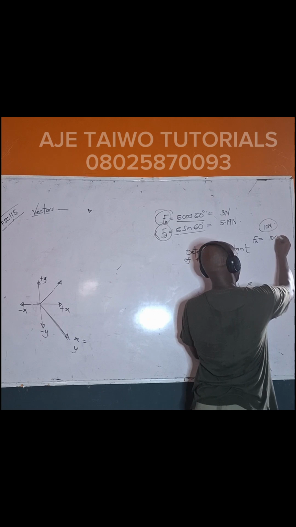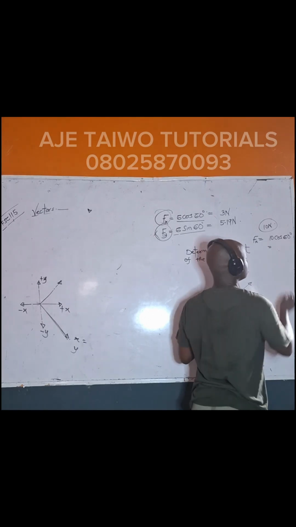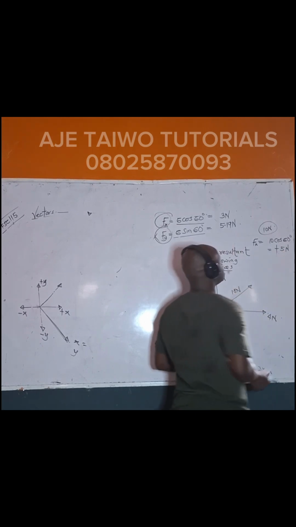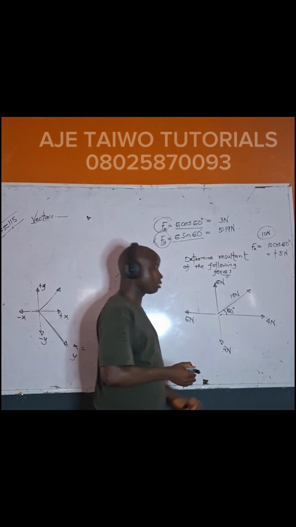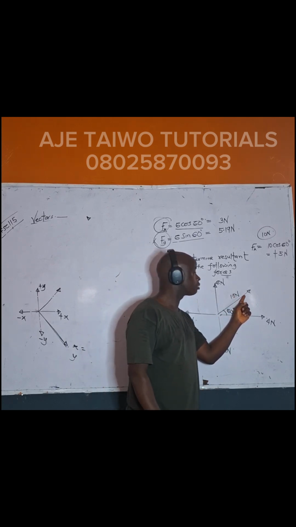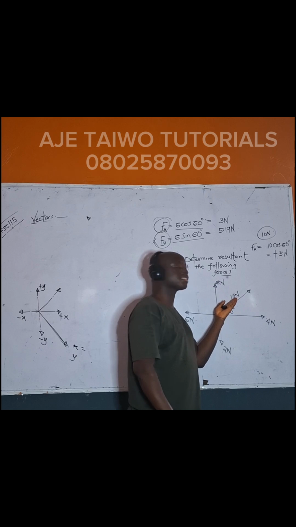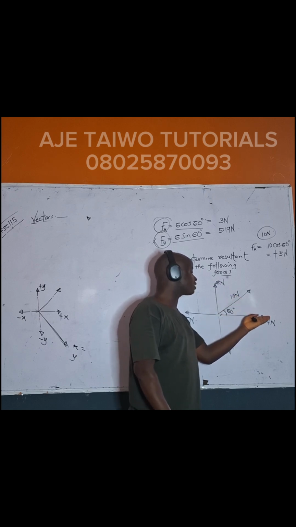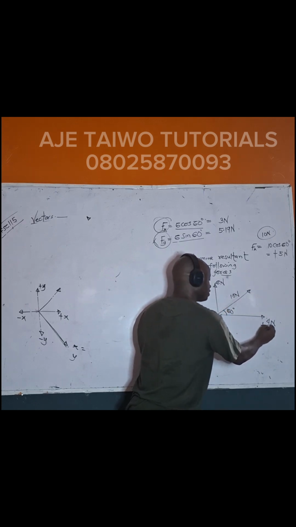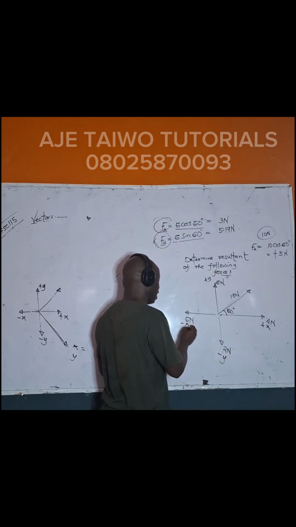10 cos 60. Abi? Yes, sir. What's the answer? 5 Newtons. Is it plus or minus? Plus. Why is it plus? Because it's in the positive side. It's in a place where X is plus. This is plus X axis, plus Y axis, negative Y axis, negative X axis.